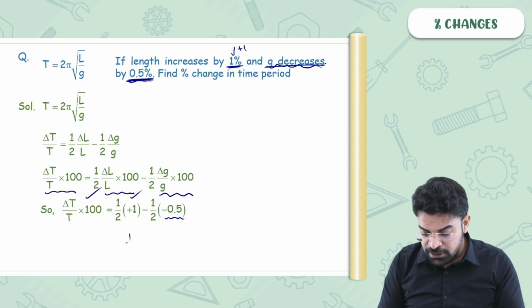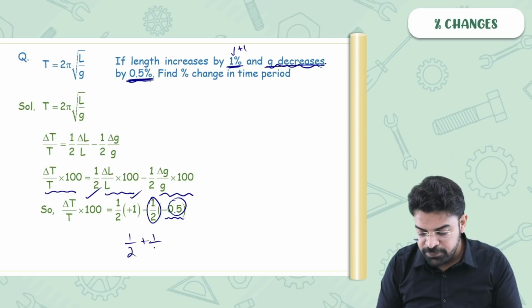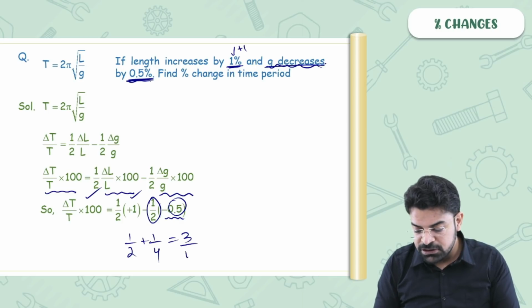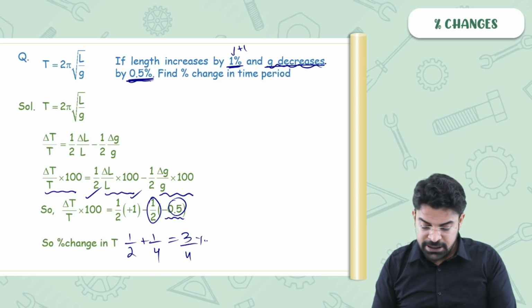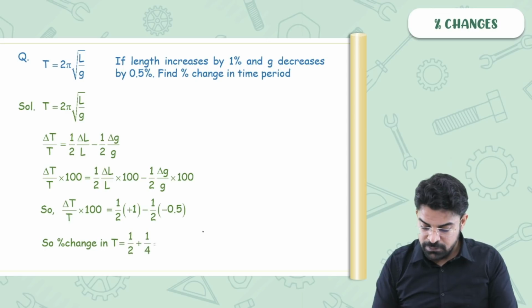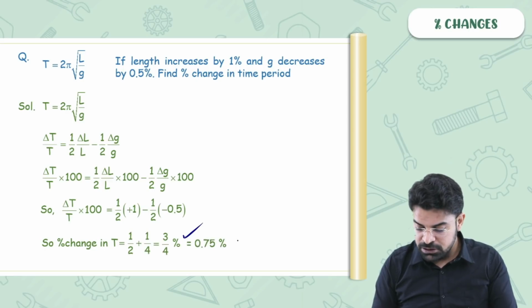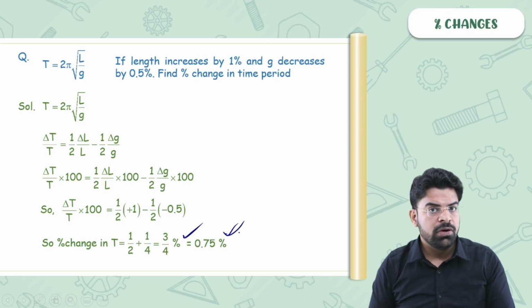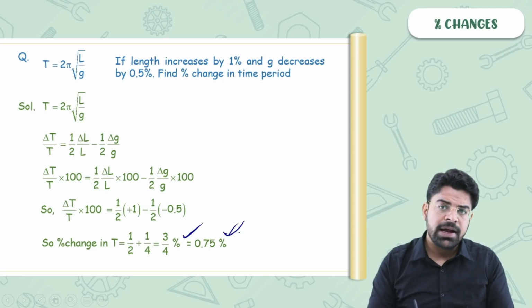Now 1 into half gives you half. Minus minus becomes plus. This is half, and 0.5 is also half. So half into half becomes 1 by 4. Hence what you get is 3 by 4%, that is 0.75%. Okay. Let's try out the next problem.